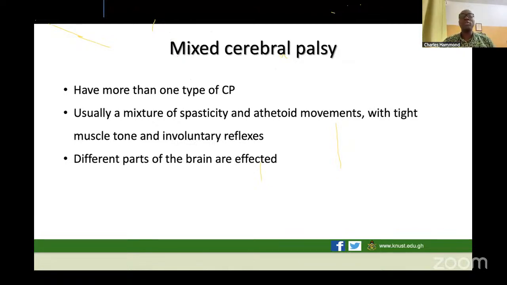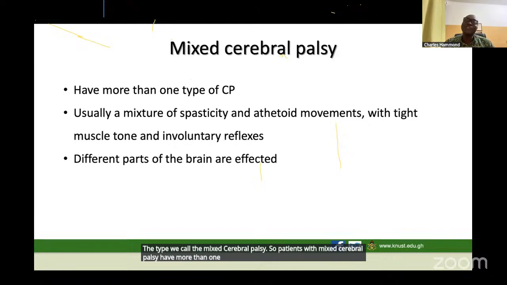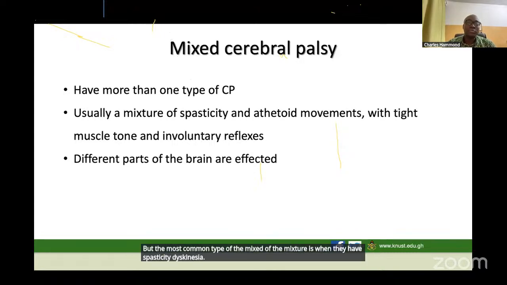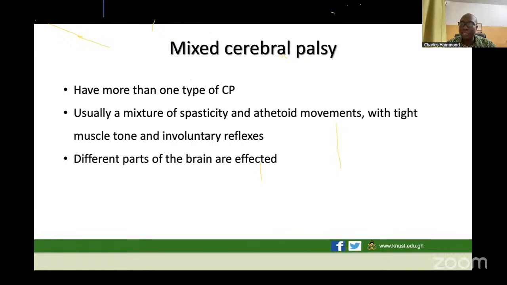Again, this is common. The type we call the mixed cerebral palsy. So patients with mixed cerebral palsy have more than one type of cerebral palsy. So it may be a combination of spastic and dyskinesia, or spastic and ataxia, or dyskinesia and ataxia. So that is in various combinations, and we call that mixed type of cerebral palsy. But the most common type of the mixture is when they have spasticity and dyskinesia. And this is because different parts of the brain are affected.